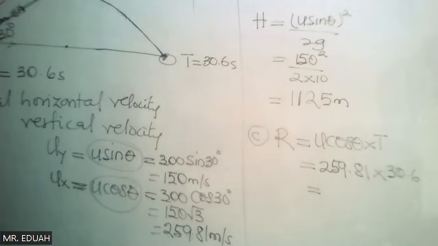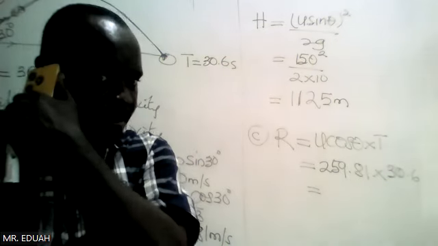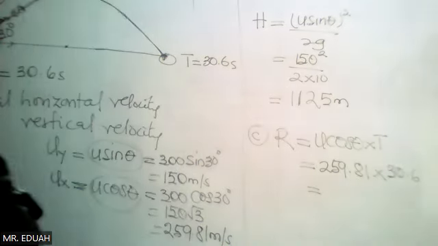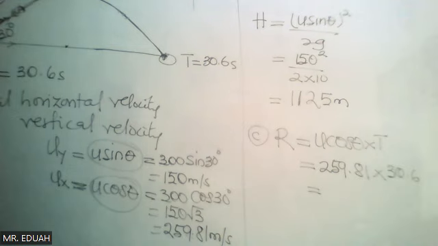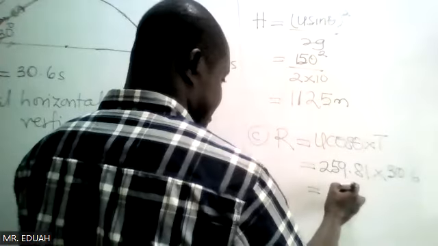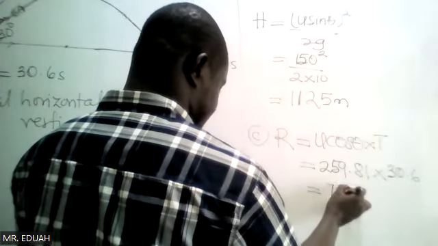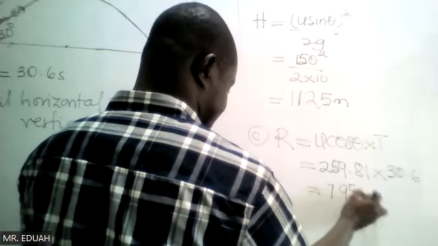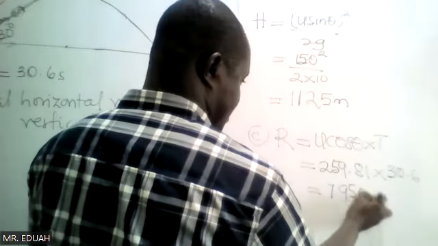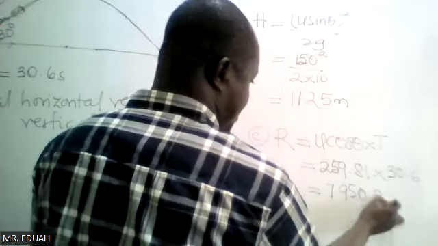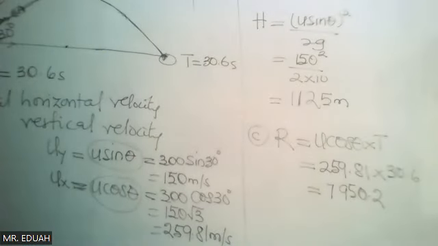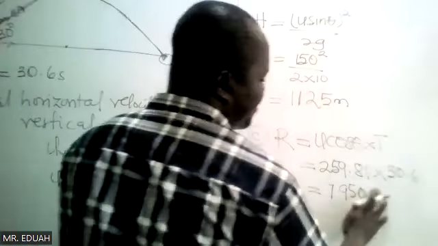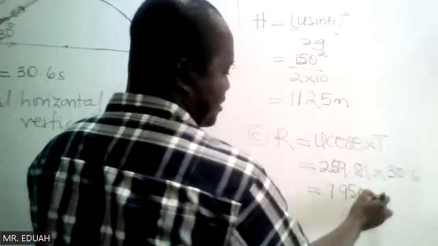Okay, raise your hand. Please, it will be 7,950.186 meters. So approximately 7,950.2. Or here you can even round it to the nearest whole number.